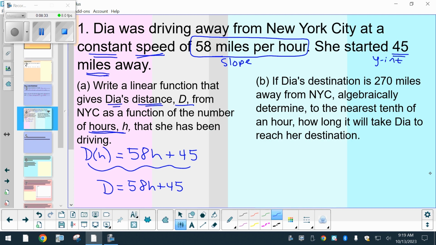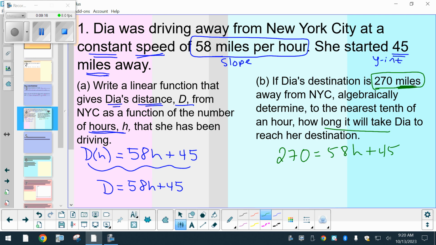Okay, and then usually after you create an equation, the next part is always utilizing that equation, right? So anyone like to read B? All right, go for it. Miles, right? So 270 miles, that's going to be your D. And then how long it will take means you are solving for that H. So if you have trouble where you're like, I don't know where the 270 goes, you've got to read. It's saying miles, and that's what your D represents. Your D is your distance.